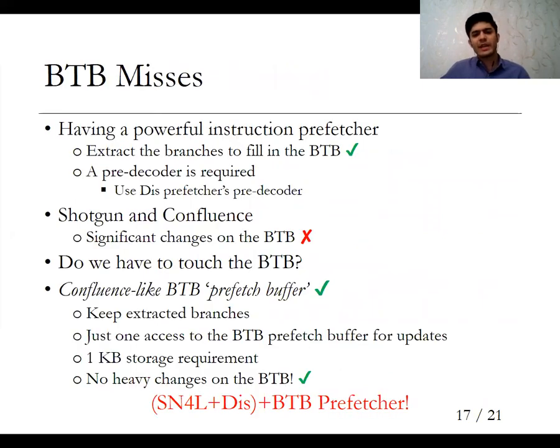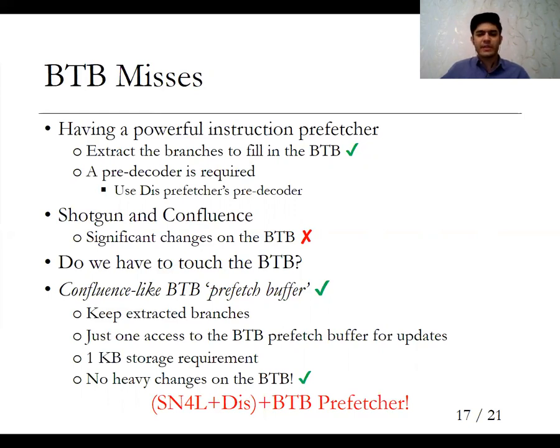Prior work has shown that having a powerful instruction prefetcher results in a powerful BTB. The main idea is to decode the fetched and prefetched instruction blocks to extract their branches and fill in the BTB. However, prior work has completely redesigned the BTB. Confluence has used AirBTB, and Shotgun divides the BTB into 3 separate BTB structures. We argue that to have a powerful BTB, it is not required to completely redesign it.